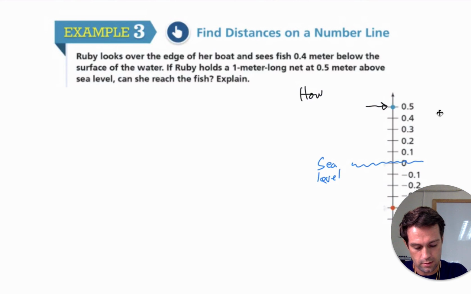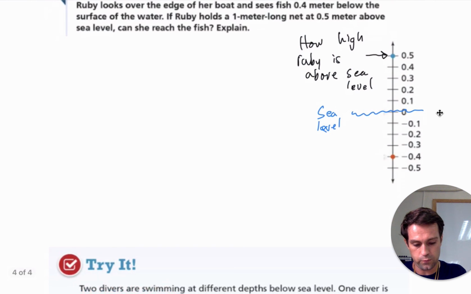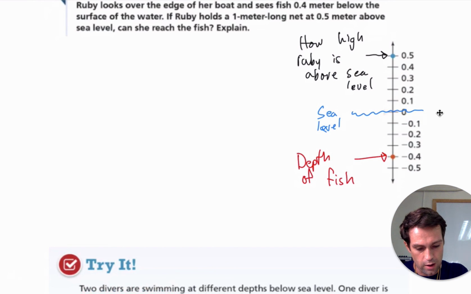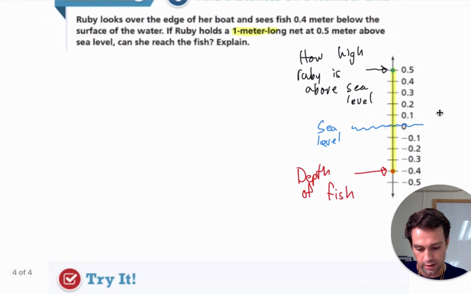how high Ruby is above sea level. Okay? We then have 0.4 is how deep the fish is. Depth of fish. So we need to find this distance here. How far is this distance? Because she has a net that is 1 meter long. So is her net long enough to reach the fish?